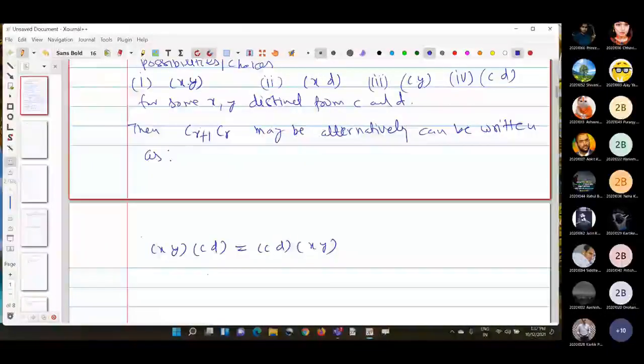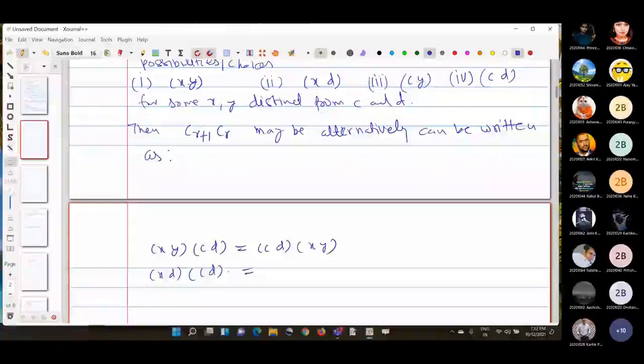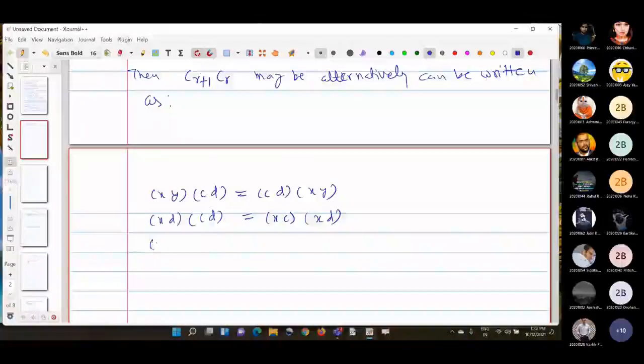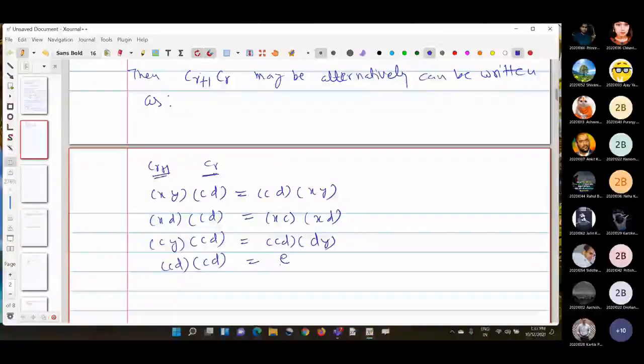And then the possibility is XD. So here, if I write XD and then on the right-hand side CD, this can be written as XC. You can verify it, and XD. And then we have another possibility, CY, and then CD. We are keeping this one as CR, and this is CR plus one. So four possibilities here for CR plus one, and we have assumed that CR equals CD. So this is equal to CD, and then in the next bracket we have DY, and then CD, and then CD, and this is equal to identity, because this is self-inverse.